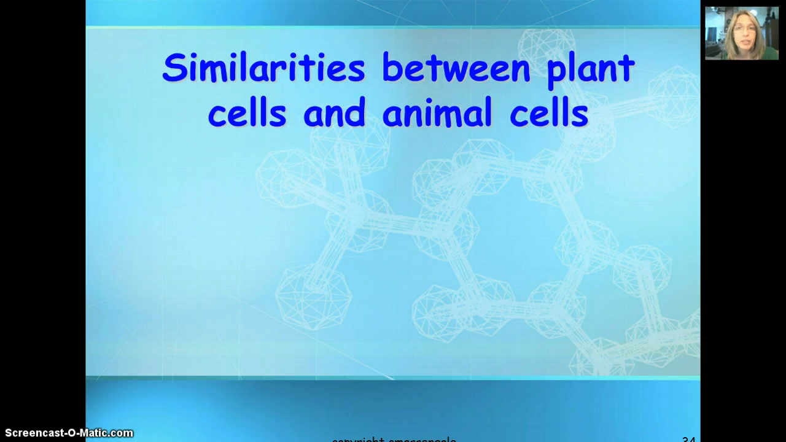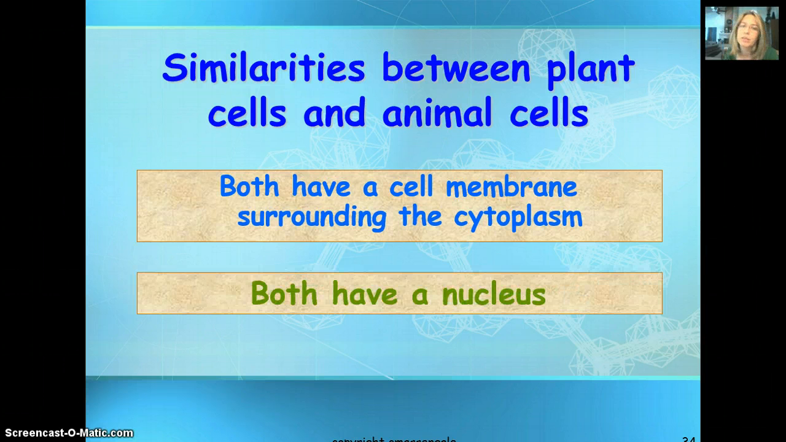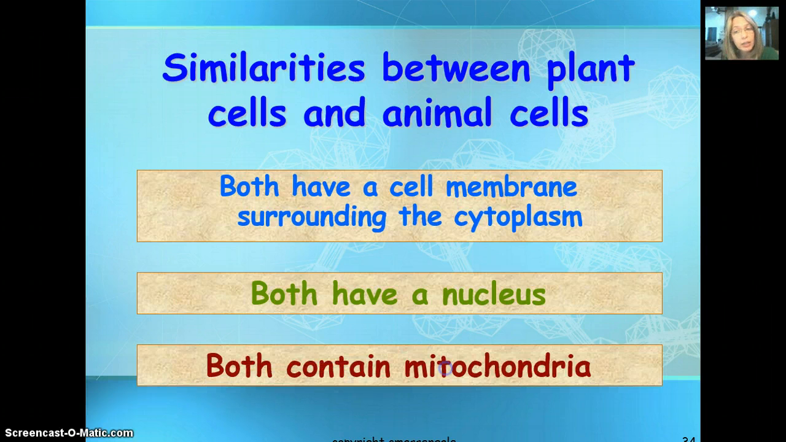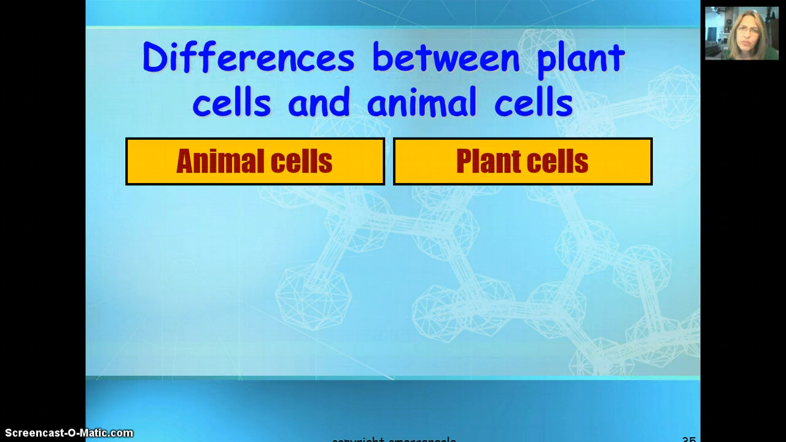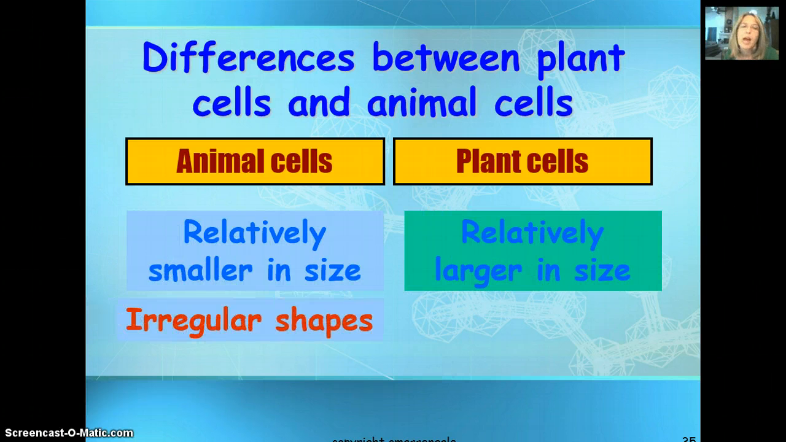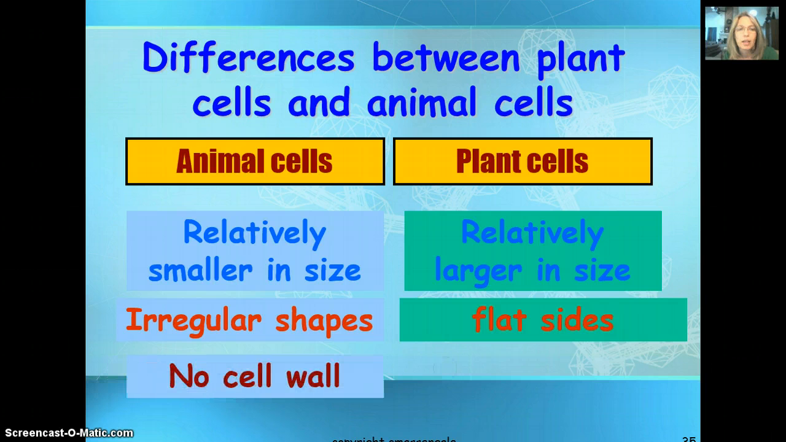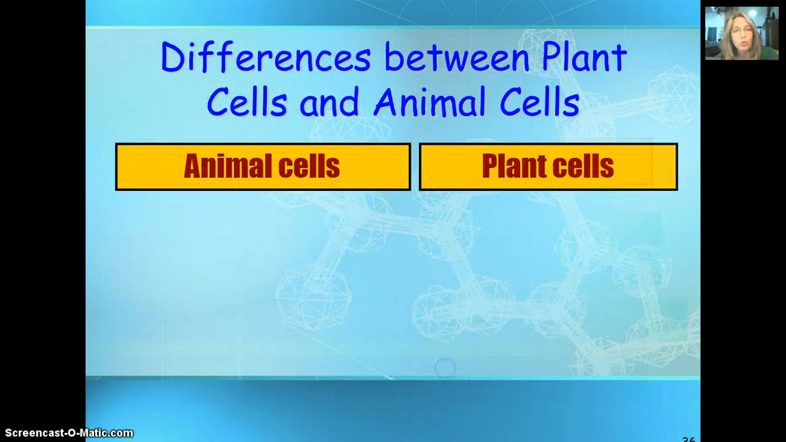The similarities between cells of plants and animals are that they both have a cell membrane surrounding the cytoplasm. They both have a nucleus, and they both contain mitochondria. Now, the differences are that animal cells are much smaller than plant cells. Animal cells have all these crazy different shapes. Plant cells pretty much always have flat sides. Animal cells don't have a cell wall. Plant cells do have a cell wall.